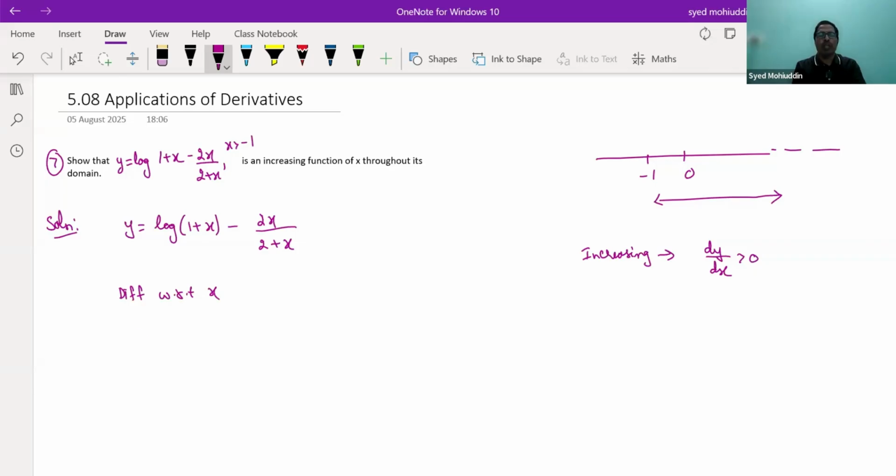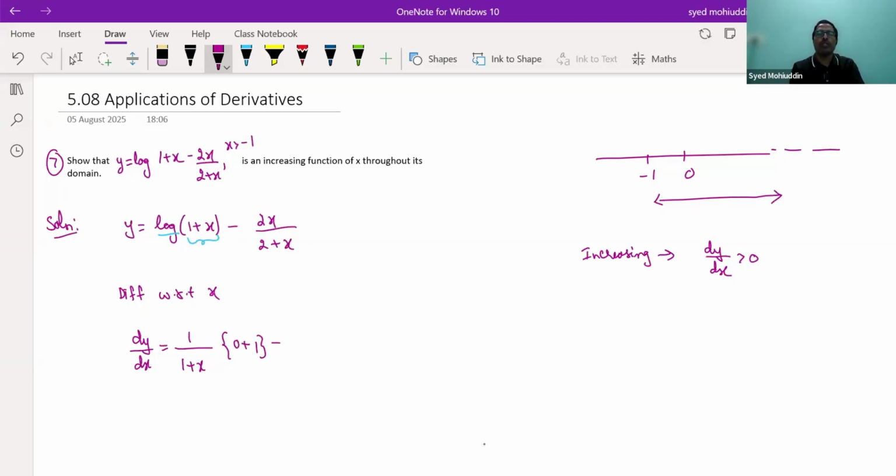So you'll be getting dy by dx is equal to, differentiation of log will be 1 by what is the value you're having, 1 plus x. So there is log differentiation. Once log is complete, you have to move on to differentiation of 1 plus x. What will be the differentiation of 1 plus x? Differentiation of 1, the constant, will be 0, plus differentiation of x will be 1. So differentiation of log is complete, minus this 2x by 2 plus x.